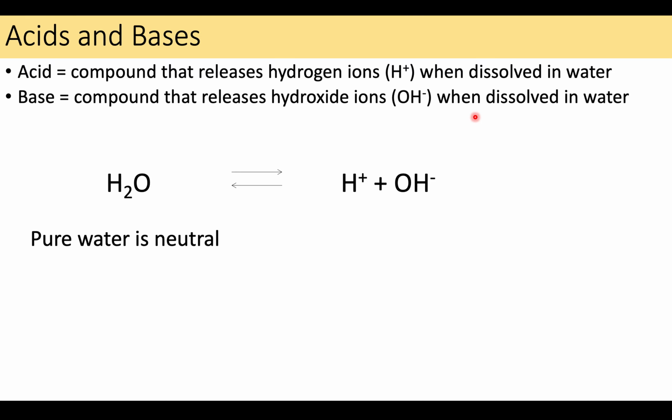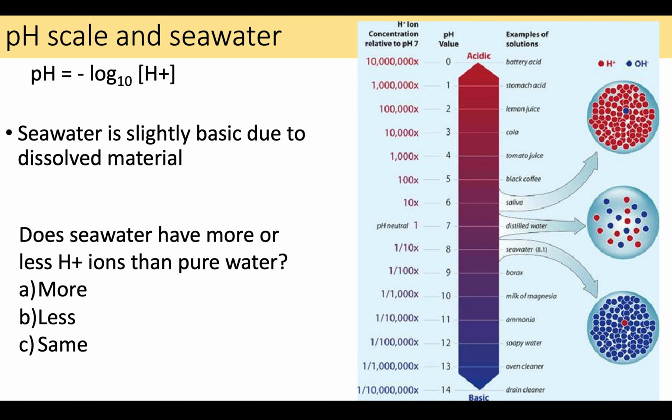So pure water is neutral. It's actually broken up into hydrogen and hydroxide. So when things combine with water, is it going to combine with the hydrogen allowing for the release of hydroxide, or is it going to combine with the hydroxide allowing for the release of hydrogen? That determines if that object is an acid or a base.